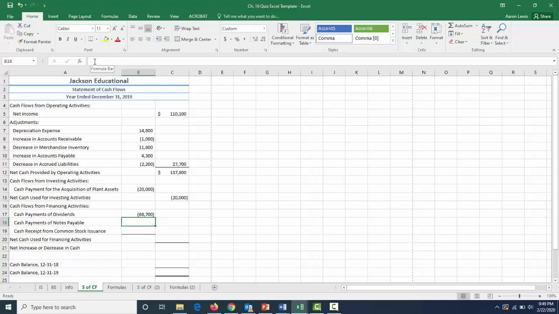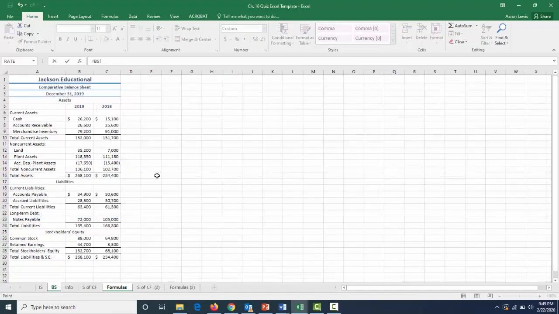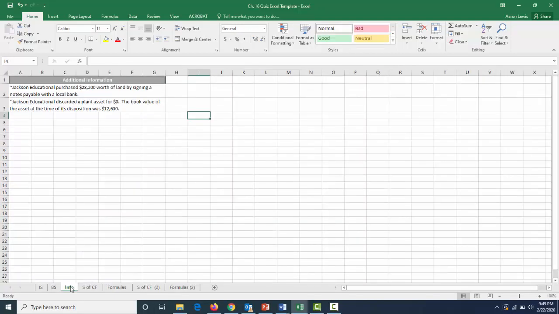Next up, we have the cash payment of notes payable. And we have a little formula for this. To figure this out, let's start with the beginning balance of our notes payable according to our balance sheet. So we go back to our balance sheet. We find the original amount of notes payable was $105,000, and we need to add to that any other notes that we signed during the period. Well, fortunately, we have this in our information. The first thing tells us that Jackson Educational purchased $28,200 worth of land by signing a note payable with a local bank.